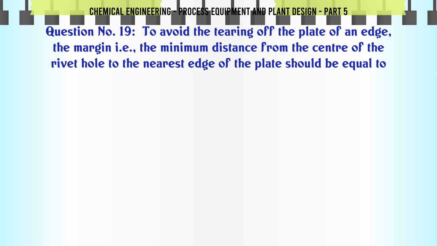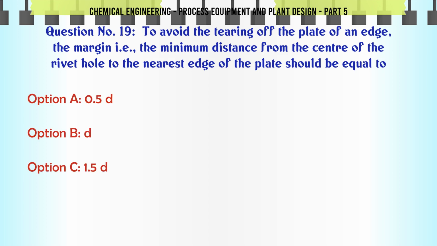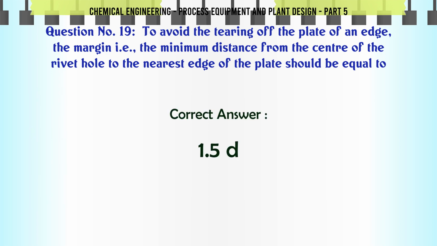To avoid the tearing of the plate at an edge, the margin, i.e. the minimum distance from the center of the rivet hole to the nearest edge of the plate, should be equal to A. 0.5 d, B. d, C. 1.5 d, D. 2.5 d. The correct answer is 1.5 d.